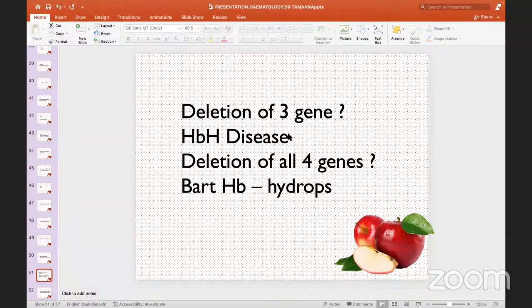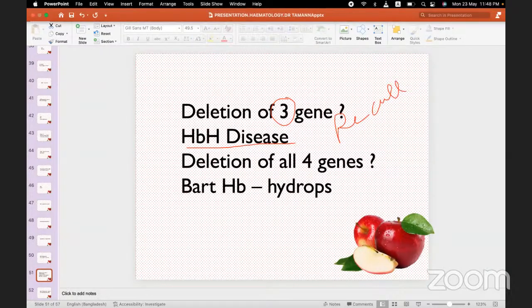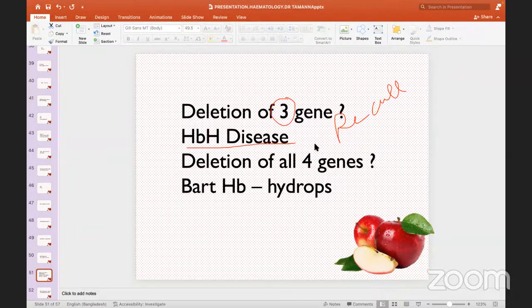Now, deletion of three genes in alpha thalassemia is called hemoglobin H disease. This is a recall. Clear? Deletion of four genes is called Bart hemoglobin hydrops fetalis. It is a recall.